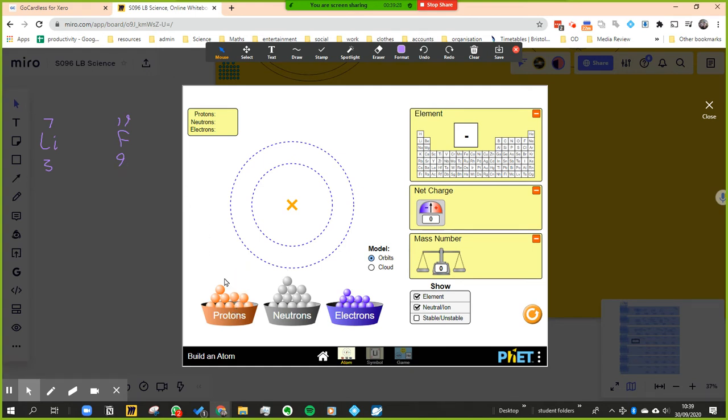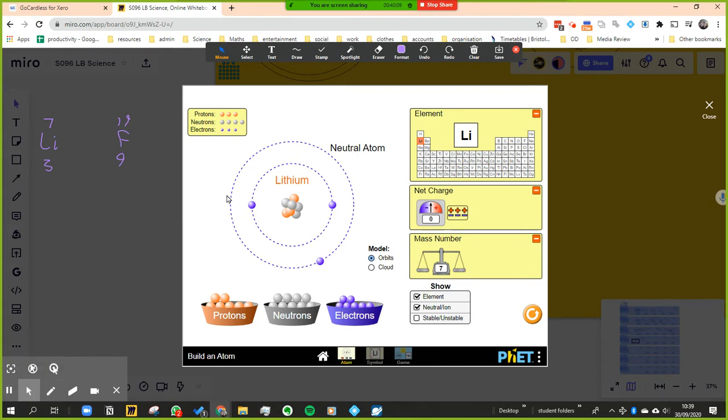So lithium would have 3 protons because the atomic number tells the number of protons. So 1, 2, 3. Now it says lithium, so I know I've got the right atom. But the mass number is 3. I need a mass number of 7. I can't change the number of protons because that changes the name. So the rest of them must be neutrons. That takes me up to 7, so 4 neutrons. But the charge is +3 at the moment, so I need to neutralize that charge like that, and that gives me a neutral atom.